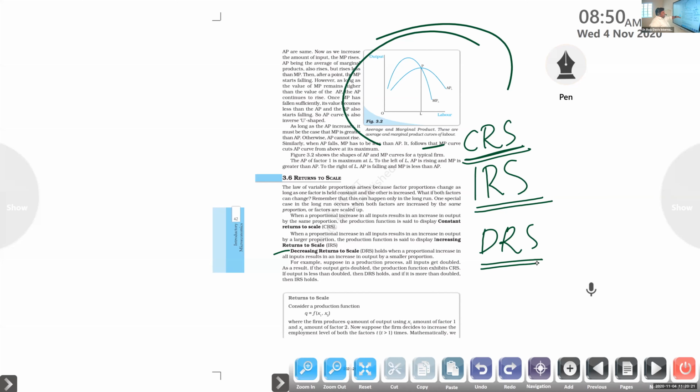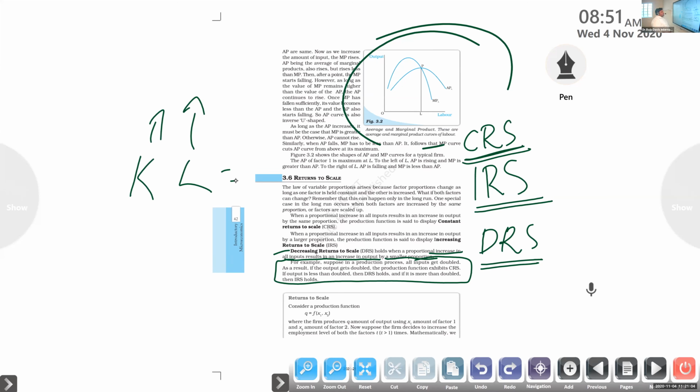Before that, I want to read this: decreasing returns to scale, DRS, holds when a proportional increase in all inputs results in an increase in output by a smaller proportion. The output's proportion will be lesser than the input's proportion. For example, suppose in a production process, all inputs get doubled. So we are doubling K, and labor doubled.